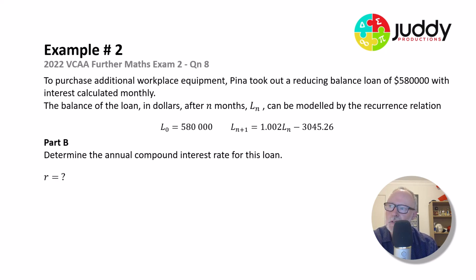Part B, let's determine the annual compounding interest rate for this loan. So r is the annual interest rate symbol. That's our question mark, what we're trying to solve. The multiplication factor in this particular rule is 1.002. And this is a monthly payment, so n equals 12. It happens 12 times a year.